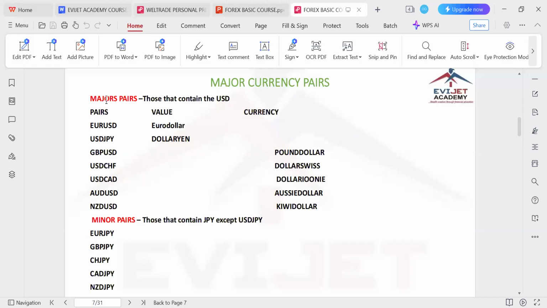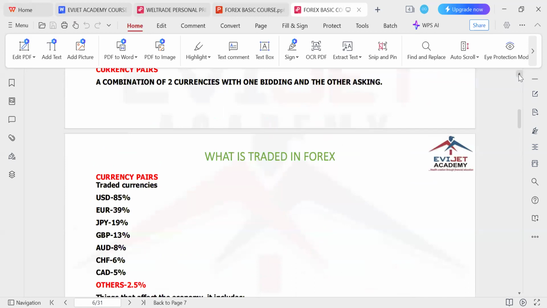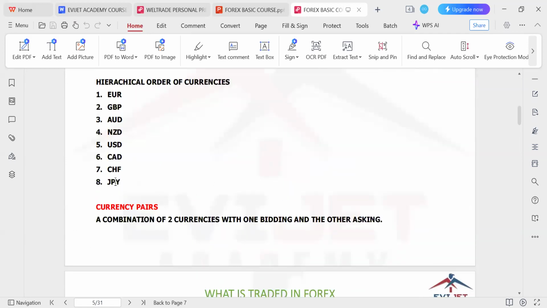Okay? So what are major pairs? It's simple to say those that contain USD, not all the currencies that contain USD, but the 8 major currencies that contain the USD. Now let me show you the 8 major currencies again. These are the 8 major currencies traded in the world: Euro, GBP, AUD, NZD, USD, CAD, CHF, and JPY. These are the major currencies, all right?